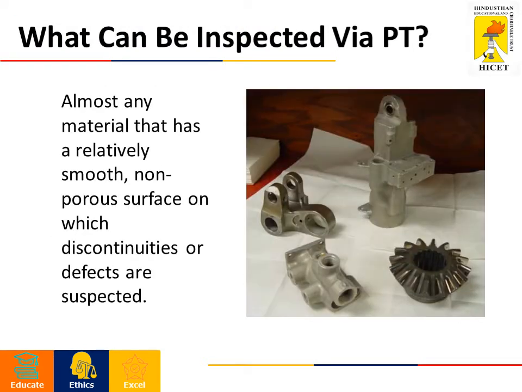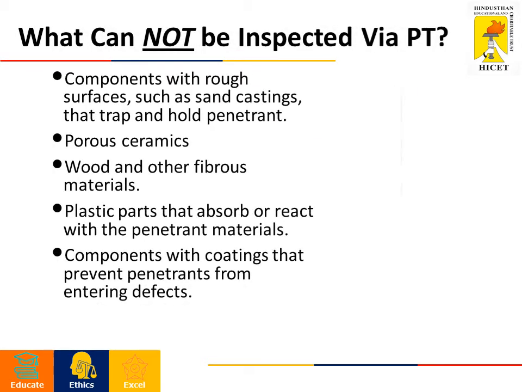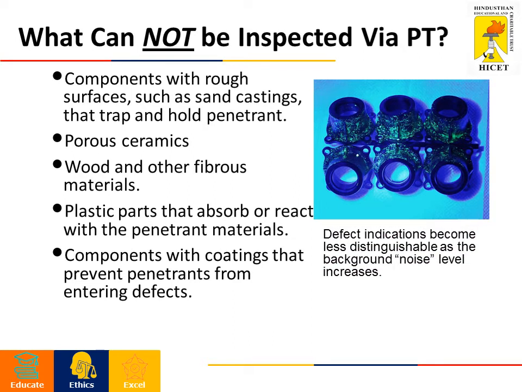What can be inspected via penetrant test? Almost any material that has a relatively smooth, non-porous surface on which discontinuities or defects are suspected, we can find. What cannot be inspected via PT? Rough surfaces such as sand castings, because only on a smooth surface can we apply the penetrant and easily find the crack or discontinuity of the material.